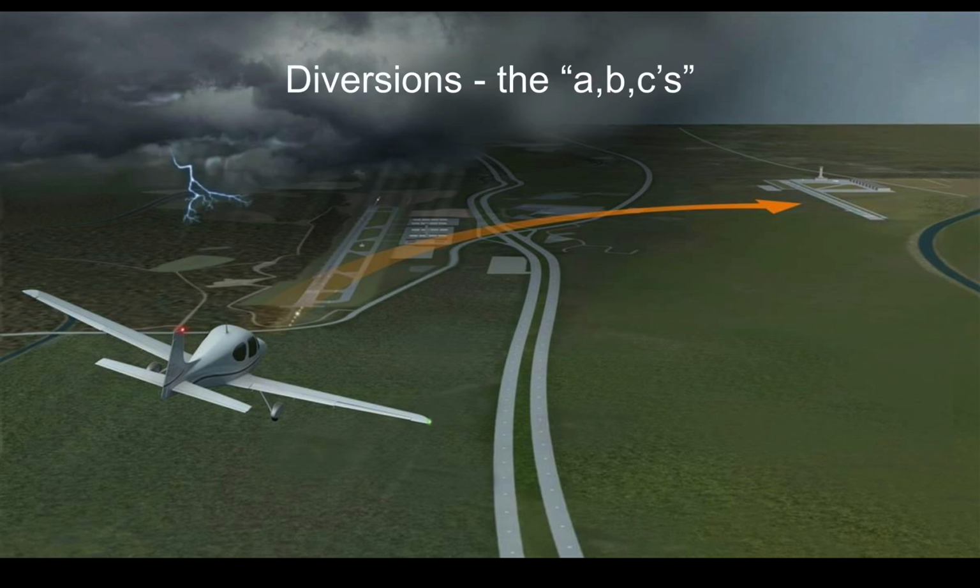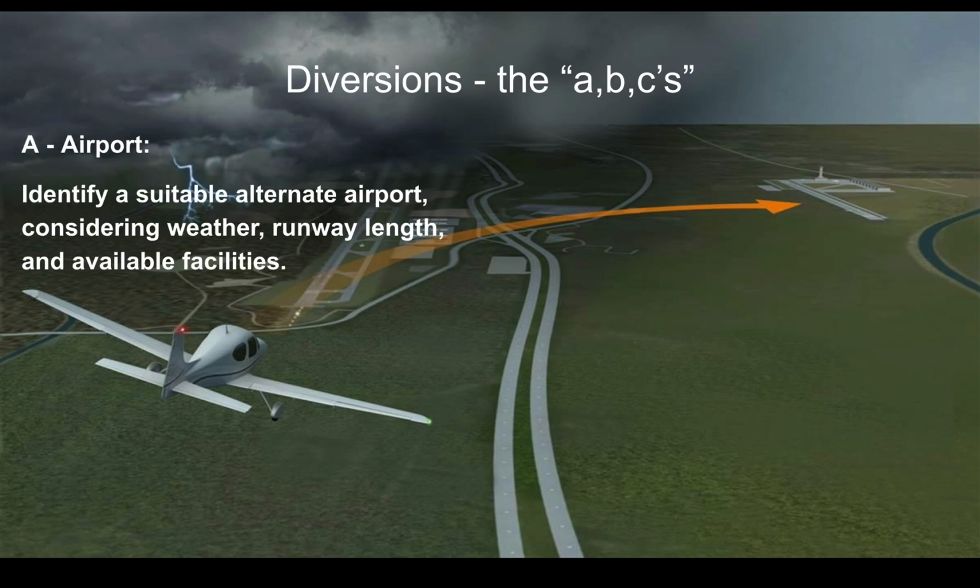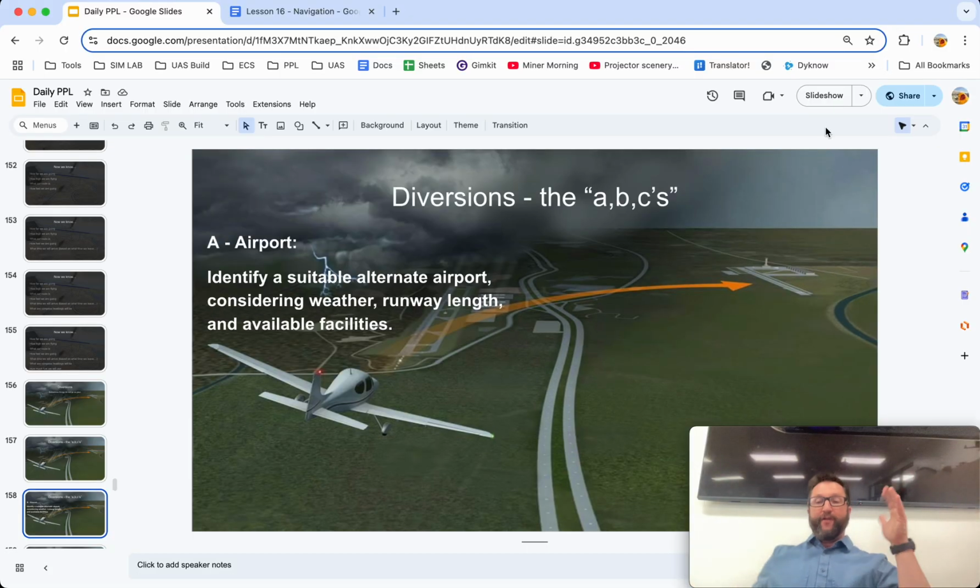So I teach the ABCs of diversions. Basically, A is the airport. Let me back up a second here. You're flying along in your airplane, and something doesn't quite look right. Let's say you have flight following, and ATC comes along and says, hey, your destination is Show Low, Arizona, correct? And you're like, yep, that's me, I'm going to Show Low. And they're like, just so you know, there's an airplane disabled there on the runway, and they've closed the airport. And you're like, oh, no.